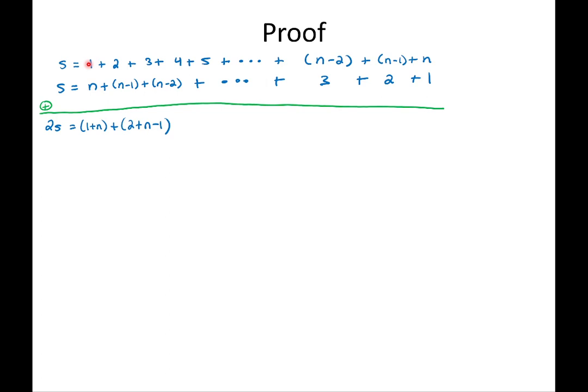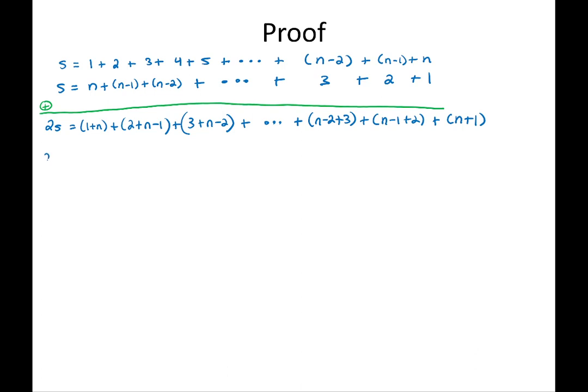I'm adding this together, so 1 plus n. I'm adding this together, so 2 plus n minus 1. I'll go to the next pair of terms, plus bracket 3 plus n minus 2, plus, there are some terms in the middle that we're going to add, dot, dot, dot, and I'll just look at the last 3. We have n minus 2 plus 3, plus n minus 1 plus 2, plus, and the last pair is n plus 1.